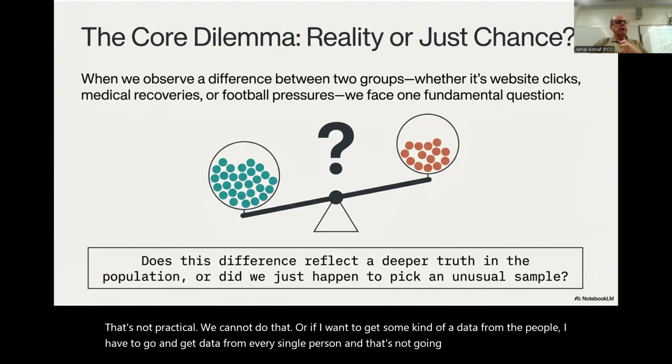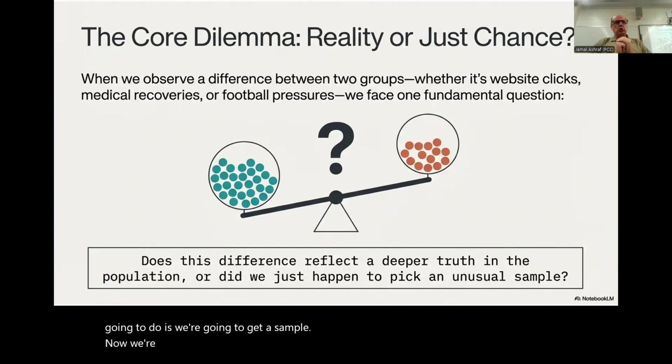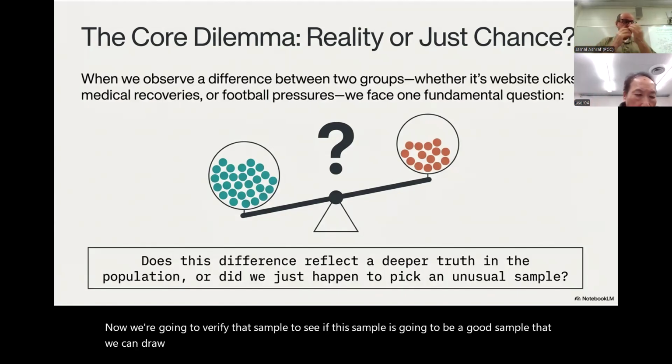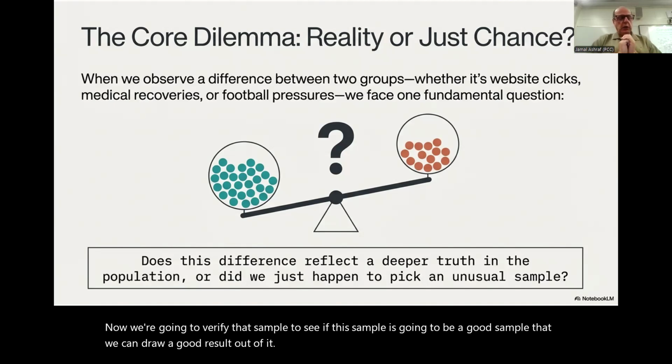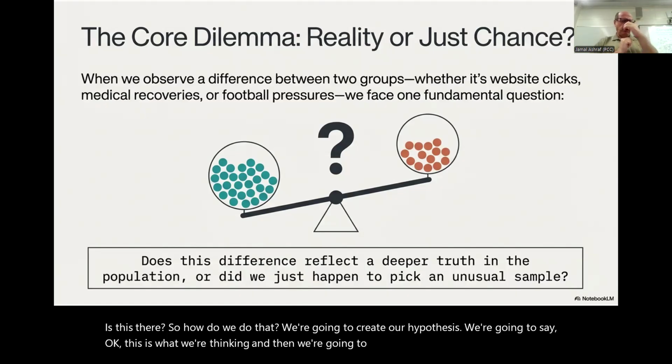So what we're going to do is get a sample. Now we're going to verify that sample to see if it is a good sample that we can draw a good result out of, or it's not. How do we do that? We're going to create our hypothesis. We're going to say, okay, this is what we're thinking, and then we're going to prove whether it's wrong or right.